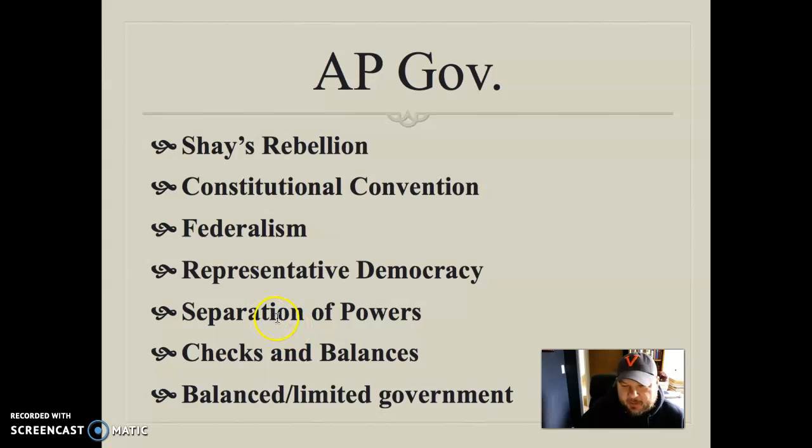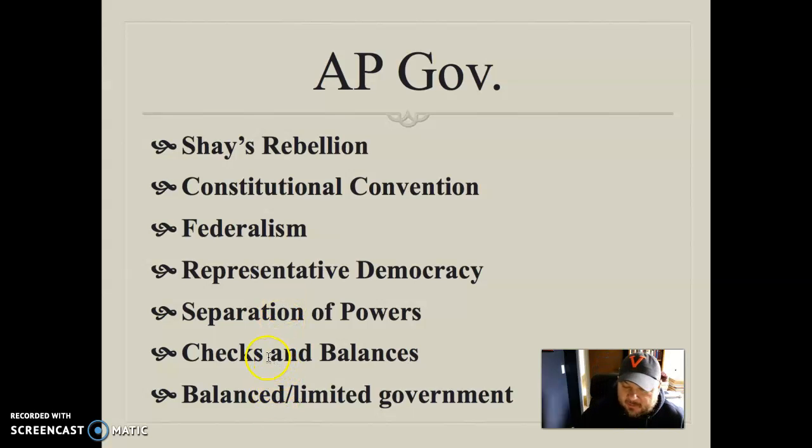Separation of powers was a big deal. Again, because where we came from, remember, in Great Britain, we felt like individuals had too much power. So we wanted to separate everybody's particular job. Everybody needs to stay in their own lane. So if I'm the president, I can do these things, like this list of things. If I'm the Congress, I can do these things. The courts can do these things.